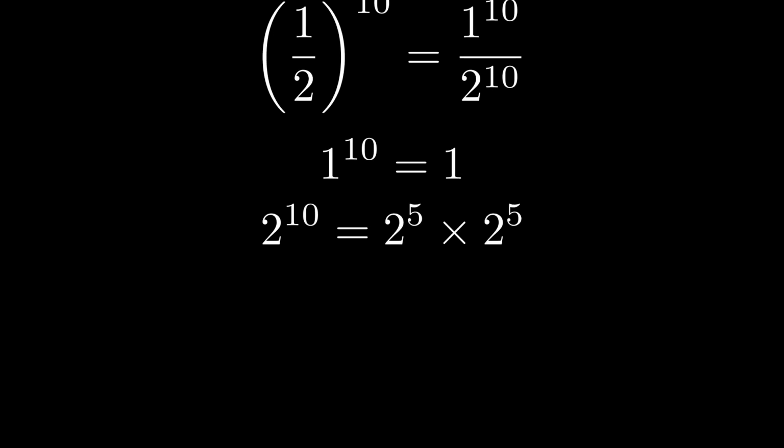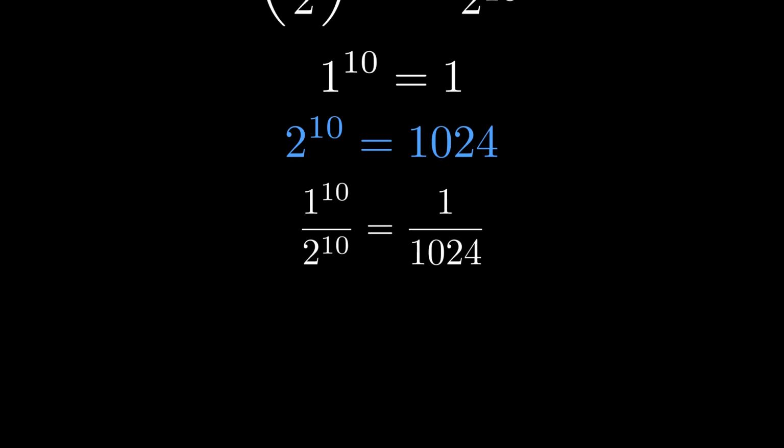For the denominator, we can make the calculation easier by splitting 2 to the 10th into 2 to the 5th times 2 to the 5th. We know that 2 to the power of 5 is 32, so we just need to calculate 32 times 32. And 32 times 32 is 1024.